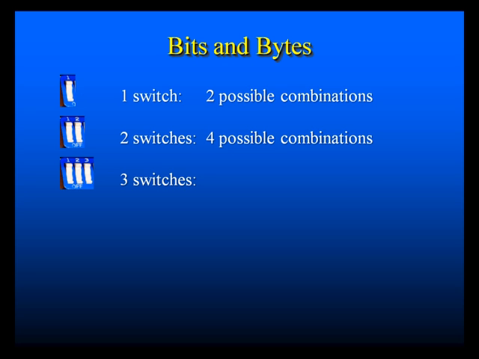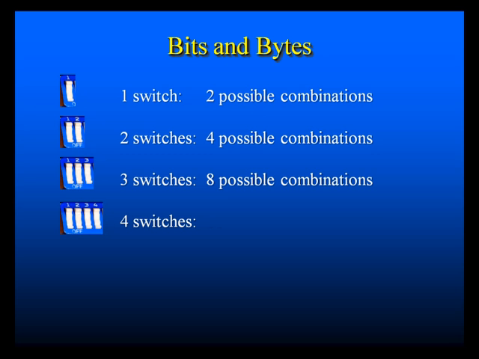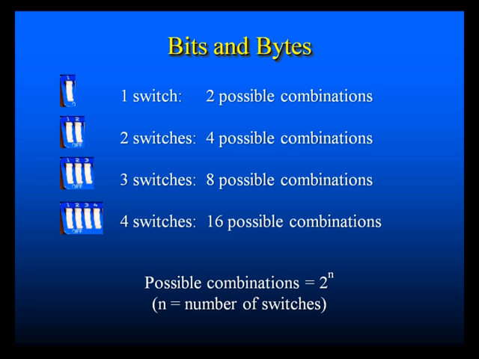If you add a third switch, that takes us up to 8 possible combinations. Add a 4th switch, now we're up to 16 possible combinations. Every time you add a switch, you go up by a factor of 2 if the switch has 2 positions. So in terms of a formula for this, the possible combinations equals 2 to the nth power, where n is the number of switches. And I apologize if you don't remember your exponents from high school math, but this is pretty straightforward. Just go up by the powers of 2.